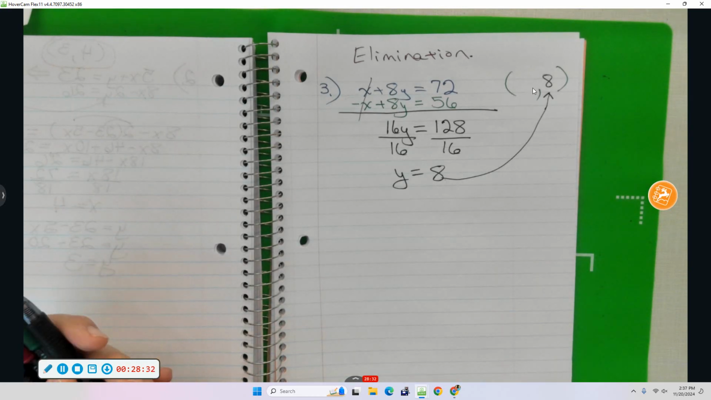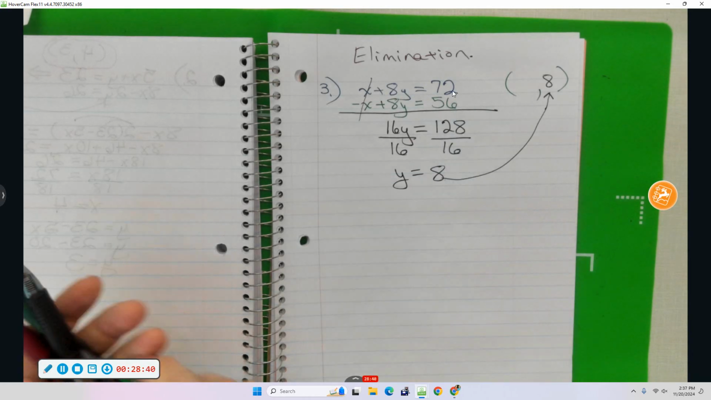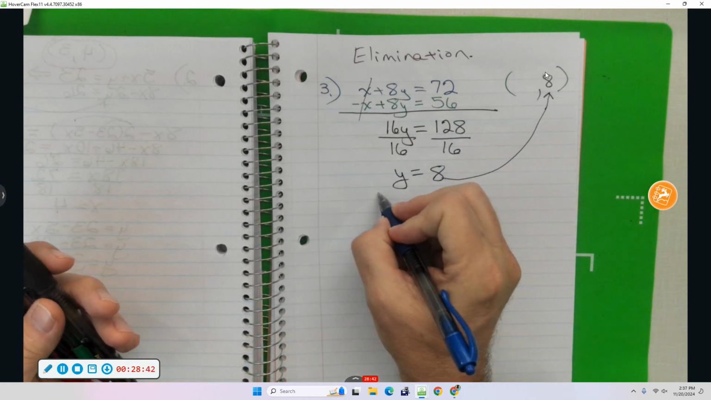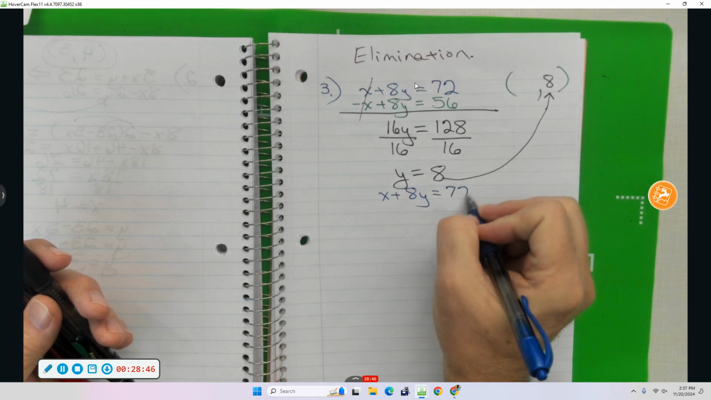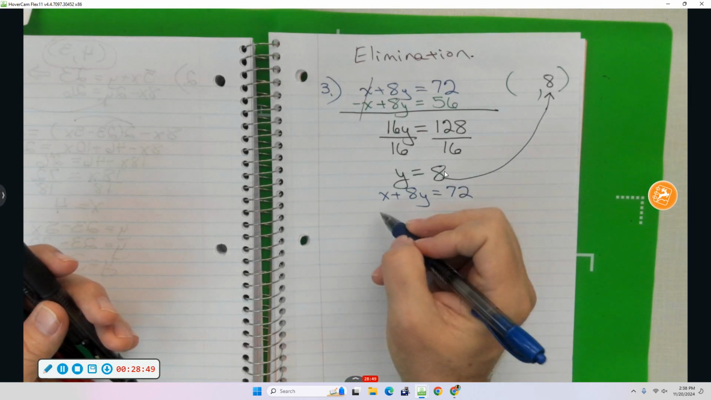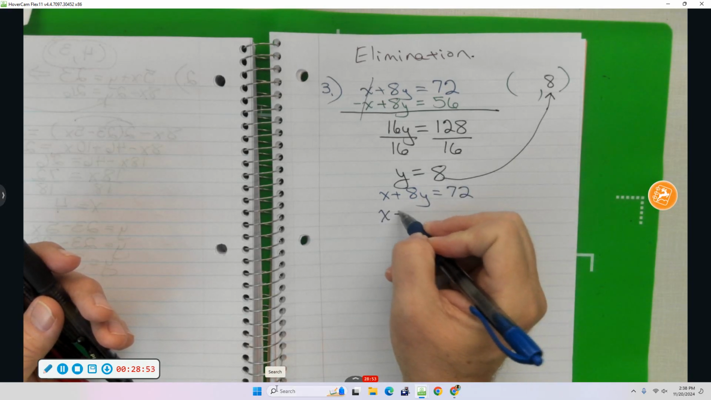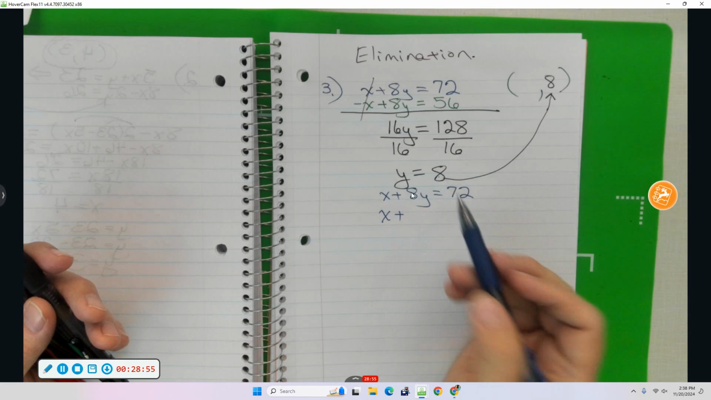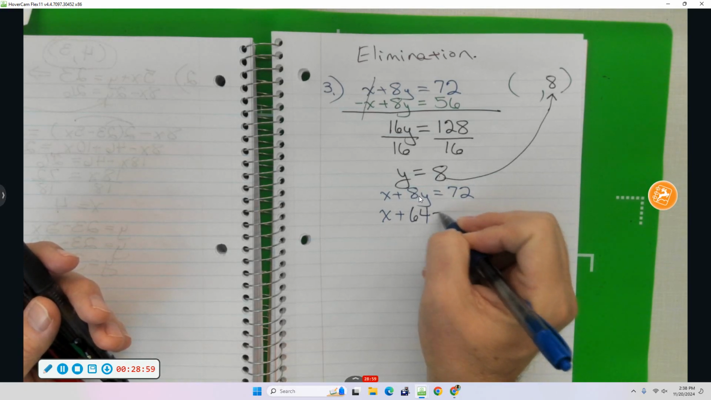I think, which one looks less painful? I think the first one, there's no minuses appearing or anything. I'm going to substitute into that first equation. x plus 8y equals 72. So substituting in 8 for y, we have x plus 8 times 8 is 64.